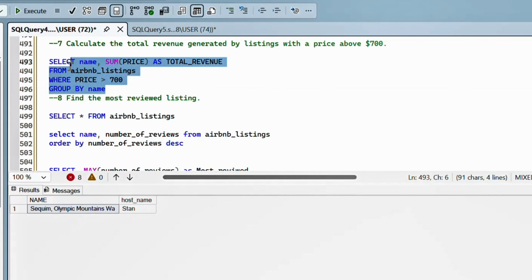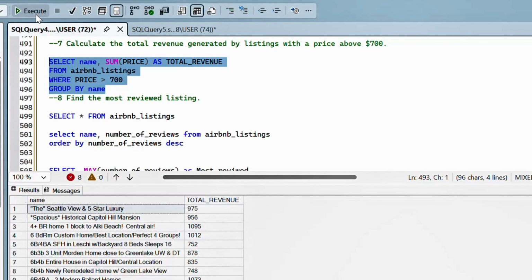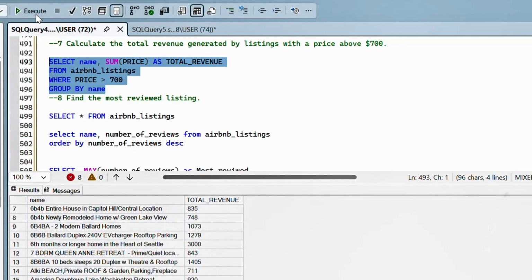So if all I need is just the listing that their price is above 700, and with this query I was able to get the answer successfully. I was able to generate the answer for 98 rows.